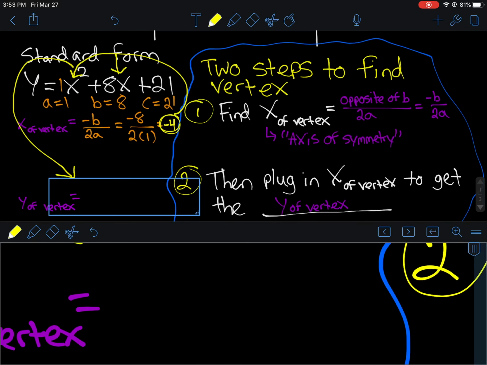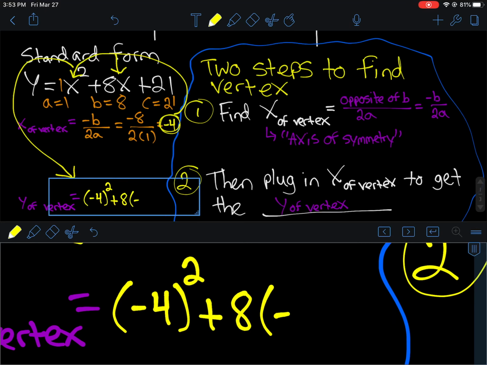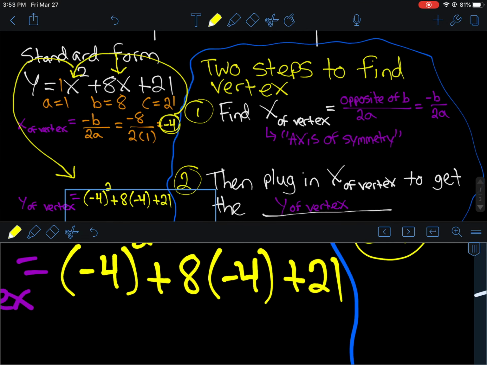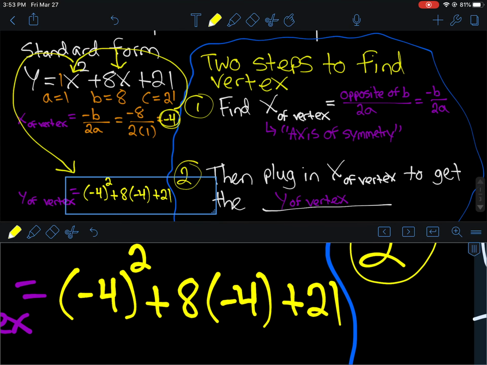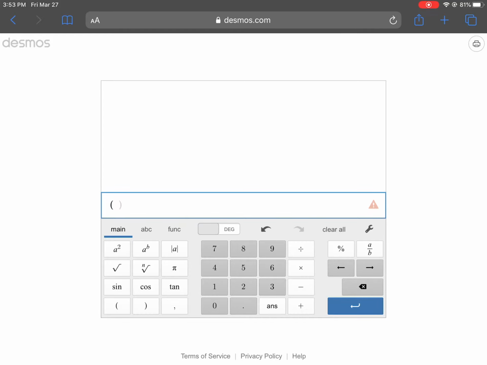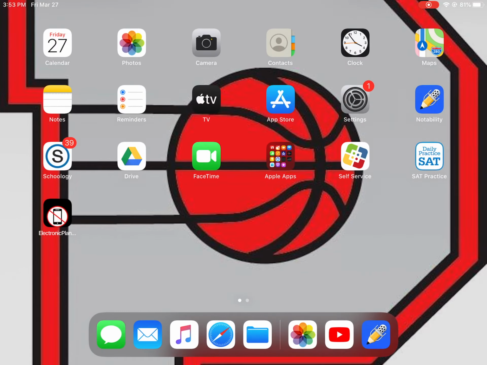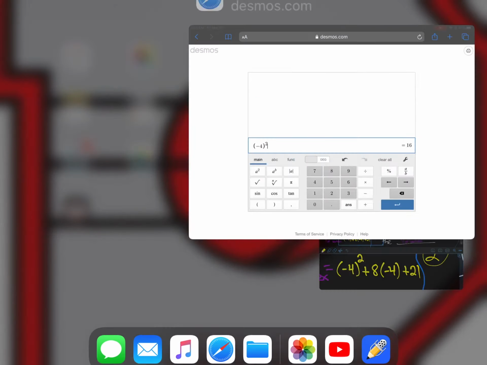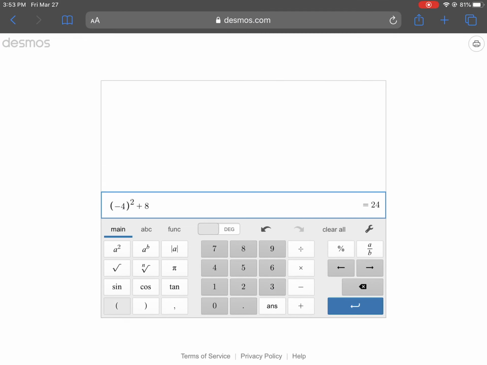So the y of the vertex is going to be negative 4, put that in parentheses, squared, plus 8, because it's 8x, right? 8 times negative 4, and then plus 21. Now again, this is something that you can just plug in your calculator. So I'm going to come over here, clear it out. And if you need to write it on a piece of paper or split screen it, whatever you need to do. So it'll be negative 4 squared, plus 8 times negative 4 plus 21. And you get an answer of 5.